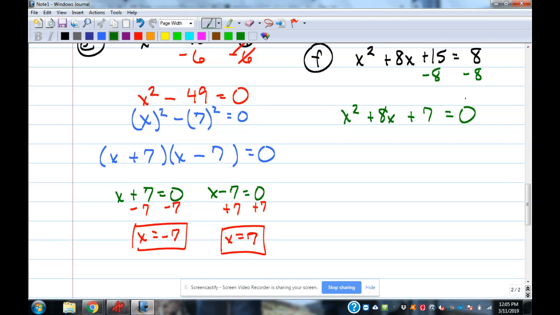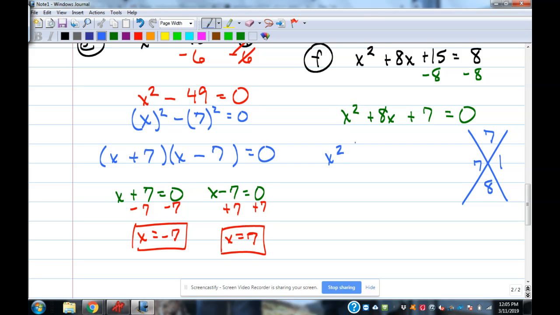It's got 3 terms. Is it in the right order? Yes. Is there a GCF with all 3 of them? Not all of them. So what method are we using? X method, because it's got 3 terms. What goes on the top? 7 had to be 8. 7, 1. There are no other choices for 7. 7 and 1. 7 plus 1 is 8. 7 times 1 is 7.